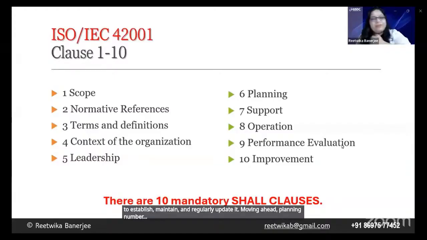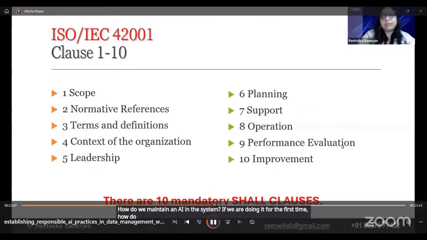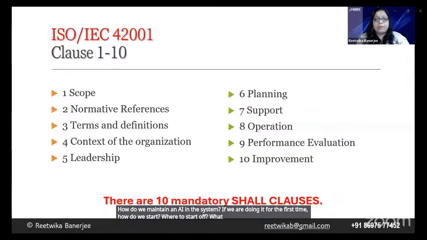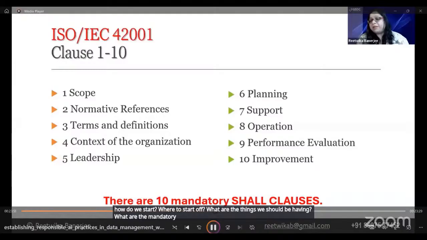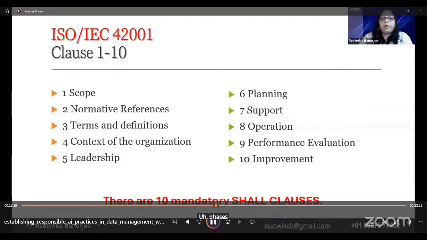Class number 6, where we are talking about planning. Now, what planning are we talking about here? It's about how we maintain an AIMS system. If we are doing it for the first time, how do we start? Where to start off? What are the things we should be having? What are the mandatory documents we have? And what are the different stages and phases of forming the AIMS systems?